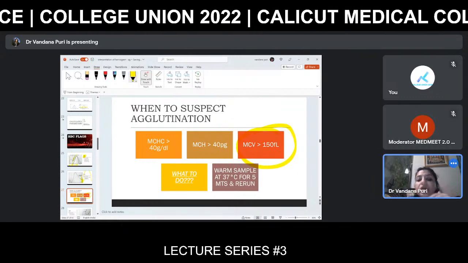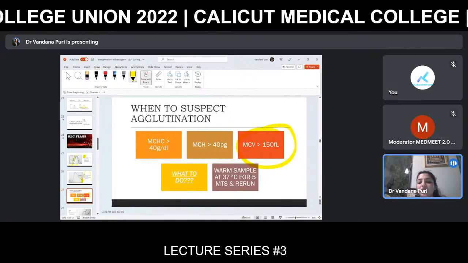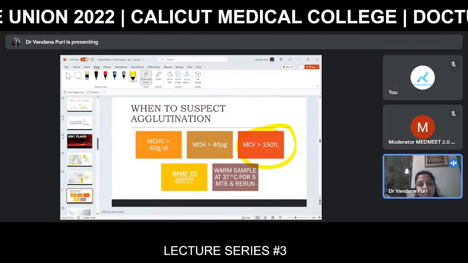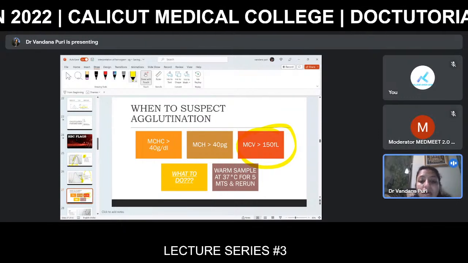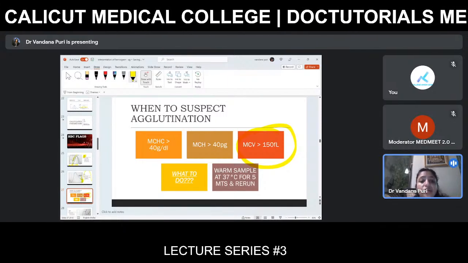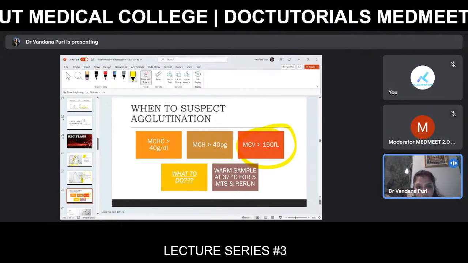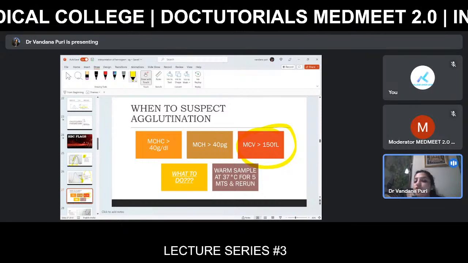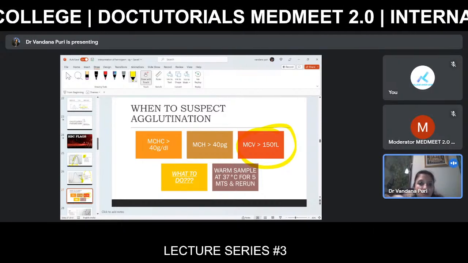So what should you do? Warm the sample at 37 degrees. Ideally, warm it for 30 minutes and just see, and rerun it. When you warm it and rerun it, the agglutinates are going to separate from each other, and when you count, your MCV will fall down and your RBC count will increase. That means probably you're dealing with agglutination.